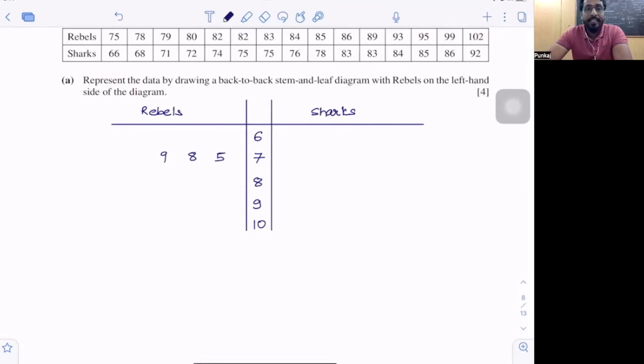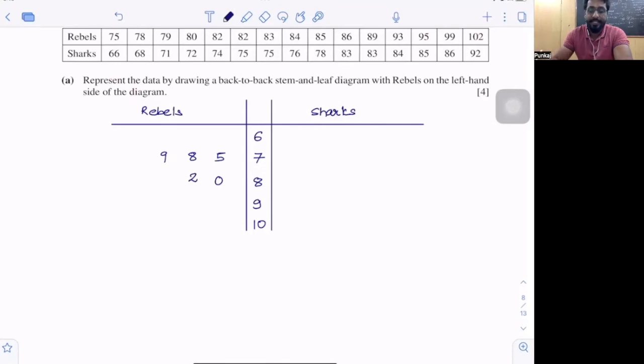It's 80, 82, and 83, 84, 85, 86. A lot of 8 values are there. So that's 80. Now make sure that the values for the next leaf that you are going to write will come exactly below the previous leaf. So below 5, you can see I have written 0. Then there is 82. So I write 2 over here. So symmetry needs to be maintained.